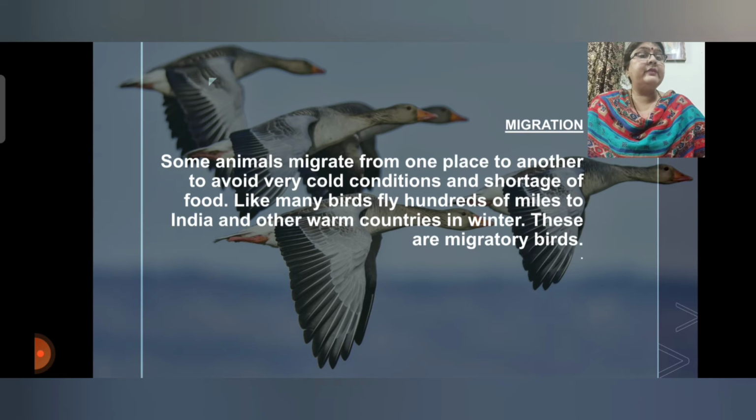Now let's discuss migration. What are migratory birds? Why do they migrate? Some animals migrate from one place to another to avoid very cold conditions and shortage of food. Many birds fly hundreds of miles to India and other warm countries in winter. These are called migratory birds.